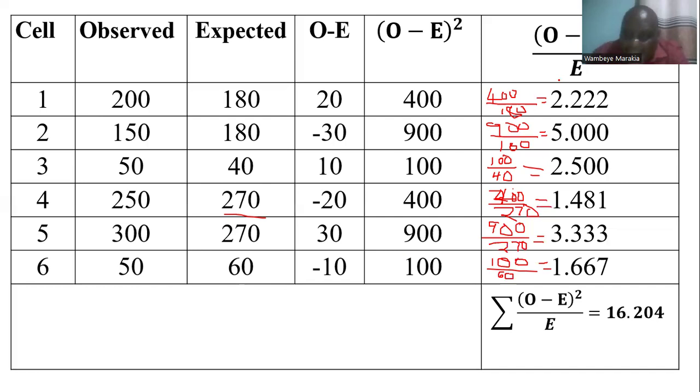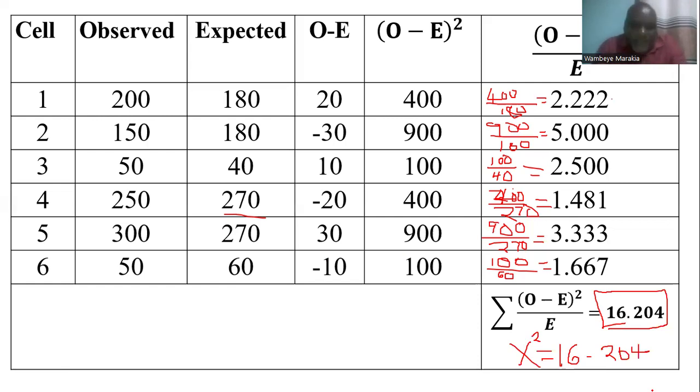All these values, add them. 2.222 plus 5.00 plus 2.500 plus 1.481 plus 3.33 plus 1.667. You get 16.206. Now this is the chi-square calculated. The chi-square calculated equals 16.204.